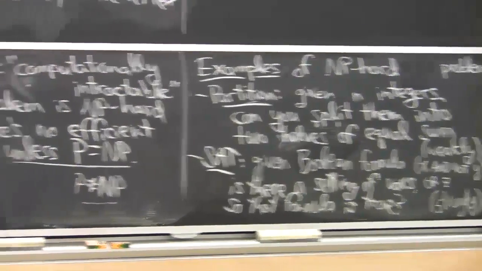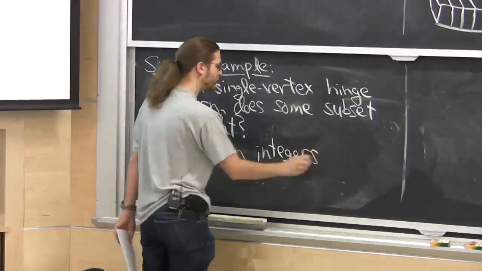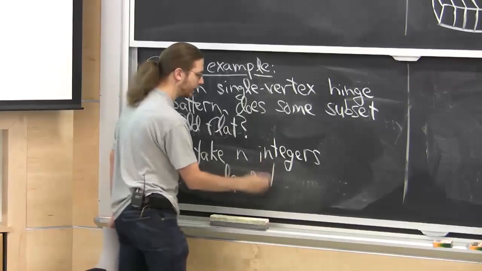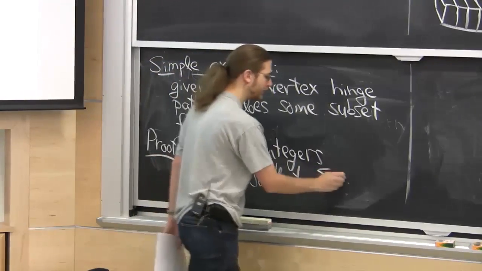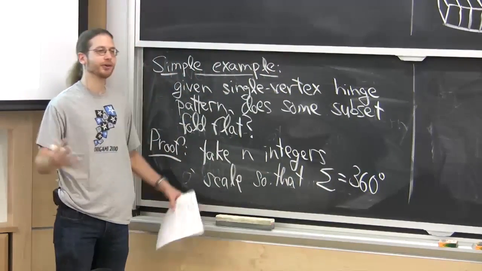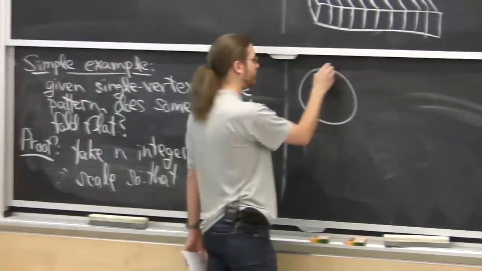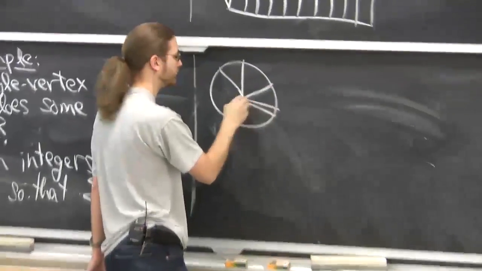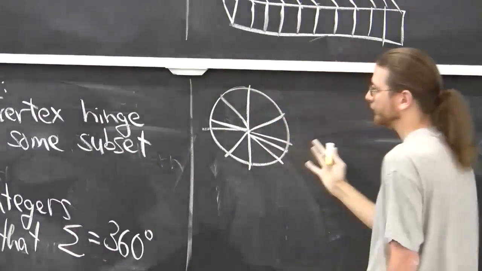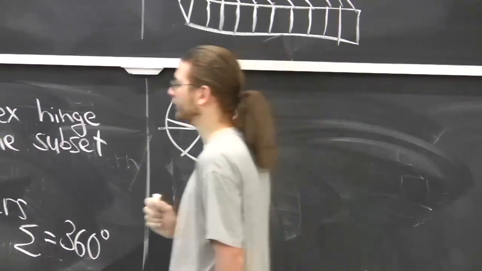So suppose someone gives us n integers. We're going to scale them all by the same scale factor so that their sum equals 360 degrees. And now, lo and behold, those integers are angles in a crease pattern, in a hinge pattern. So you just take those numbers and put them on a wheel. Now, presumably, it's not a flat foldable single vertex crease pattern, otherwise the answer would be yes. But we want to know, can I remove some of the creases to make it flat foldable?